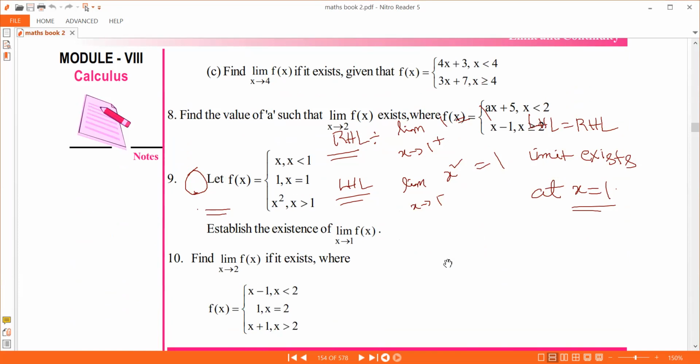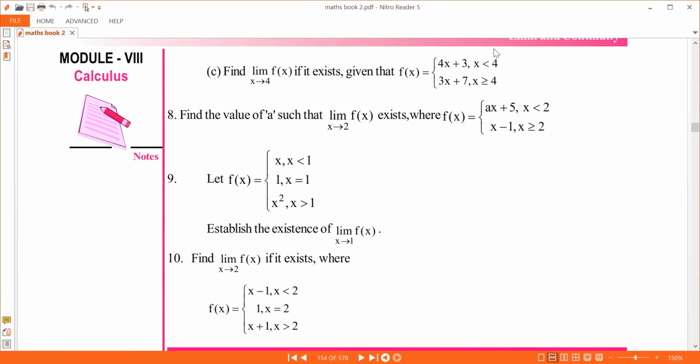Next one, C part. They have given something like limit x tends to 4 f of x exists, they ask. So first find LHL. LHL means limit x tends to 4 minus. 4 minus means less than 4. Less than 4 means you use the function 4x plus 3.